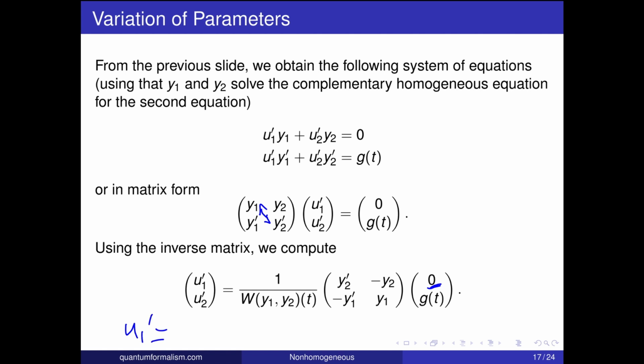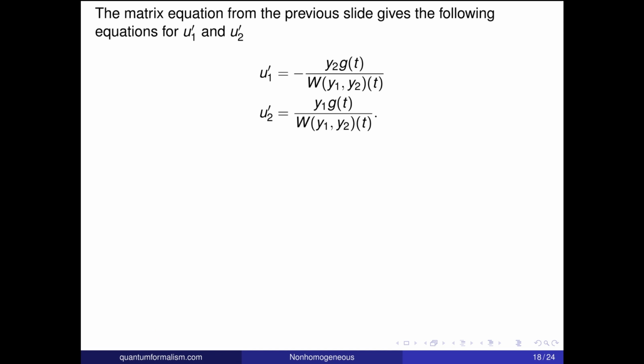So u1 prime will just be the top right entry times g of t divided by the Wronskian, so minus y2 times g of t. And u2 prime will be the bottom right entry times g of t divided by the Wronskian. So that's y1 times g of t. All right, there we go. We have those two equations for u1 prime and u2 prime. Remember, we're looking for the solution y, which was u1 times y1 plus u2 times y2. So we'll have to take integrals and then multiply by y1 and y2 respectively.